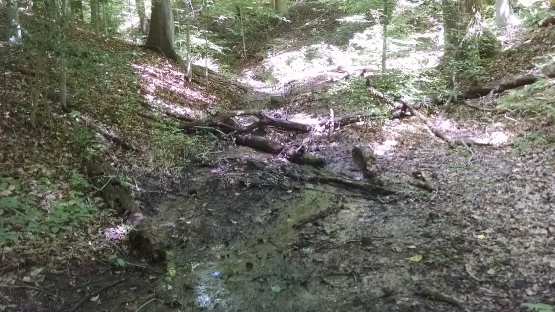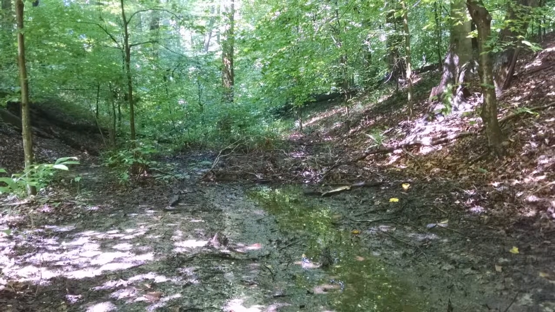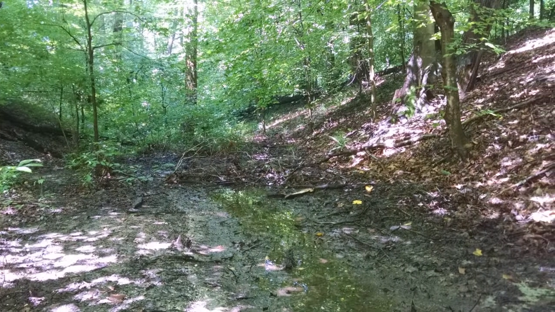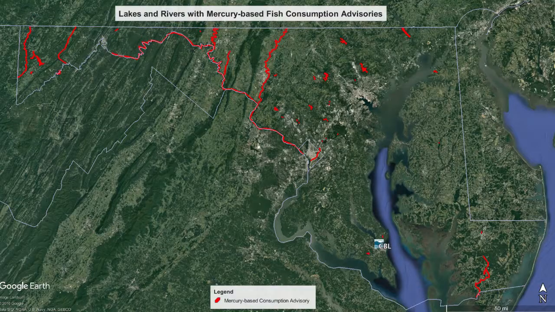So what we're finding is that it's actually the largely untouched watershed that's contributing more mercury. Our goal then is to tie this into Maryland's Biological Stream Survey and give them another tool to look at what could potentially be going on in their streams.